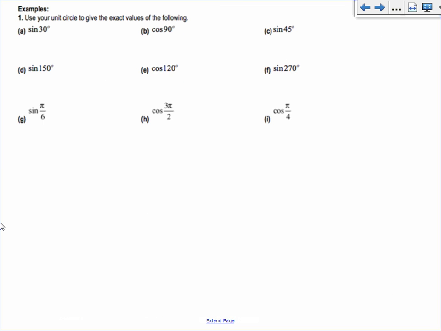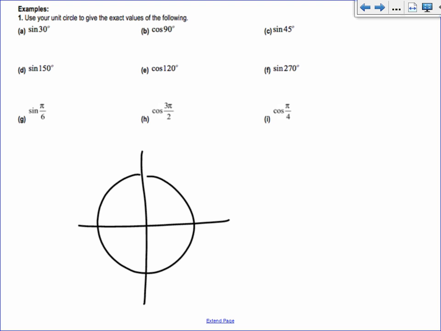So when I ask you things like the next page, I'll ask you a couple of these really quickly. Sine of 30 degrees, it's the y value on your unit circle at 30 degrees. So if you look at your unit circle and you look at 30 degrees, you have square root of 3 over 2 comma 1/2. Which one's the y value? 1/2. So sine of 30 degrees is equal to 1/2. Cosine of 90 degrees, that's the point 0 comma 1. Cosine is the x value. So it's 0.